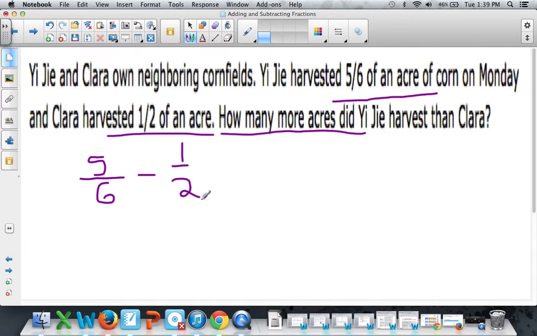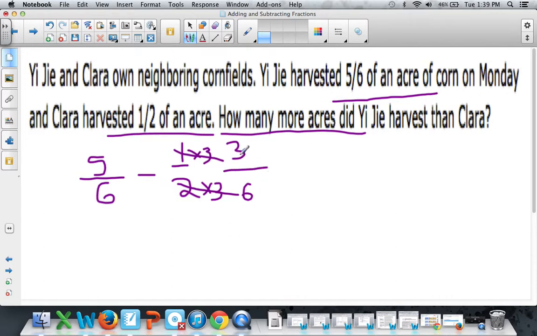We have the same problem we had before. Denominators are not the same. We must get them to be the same. This 2 can become a 6. It really can. 2 times what equals 6? Think about it. 2 times 3 equals 6. Yes. And since we did times 3 on the bottom, we got to do times 3 on the top as well. You just have to. Got to keep it balanced.